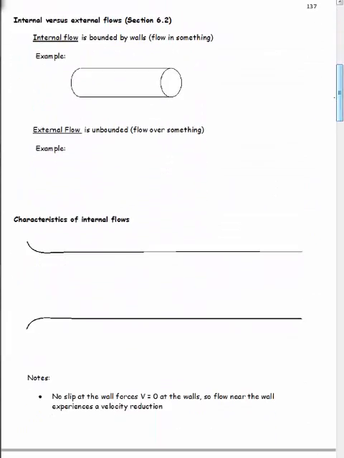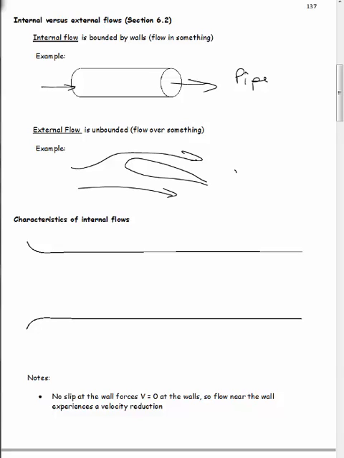Okay, another little definition here, internal versus external flow. Internal flow isn't just inside something, it's surrounded by walls of some sort. So a pipe, for instance, is internal flow, and that's what we're doing now. Next chapter, Chapter 7, will be external flow. For example, flow over an airfoil, a wing, that would be external flow. Okay, so this chapter, internal flow, so let's get into internal flows.